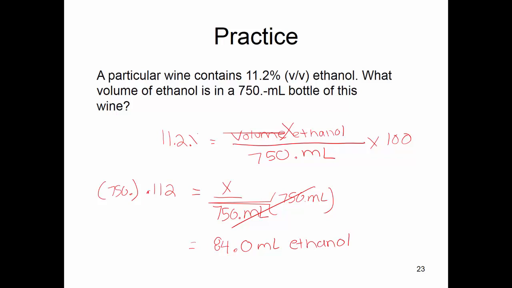Also, check your answer. Plug in 84 divided by 750 times 100, and you should get 11.2. That's a great way: always go back and check yourself and make sure that you didn't make a small mistake. Alright, thank you.